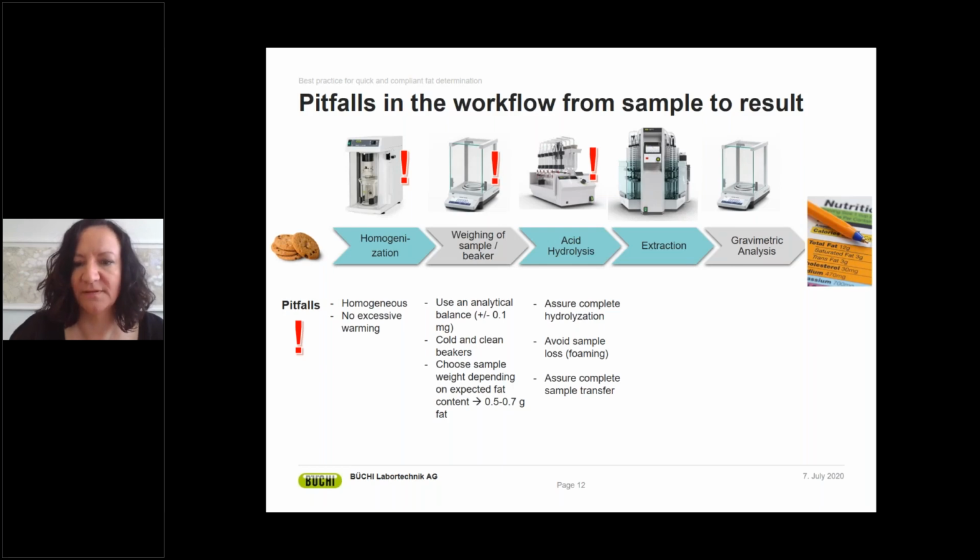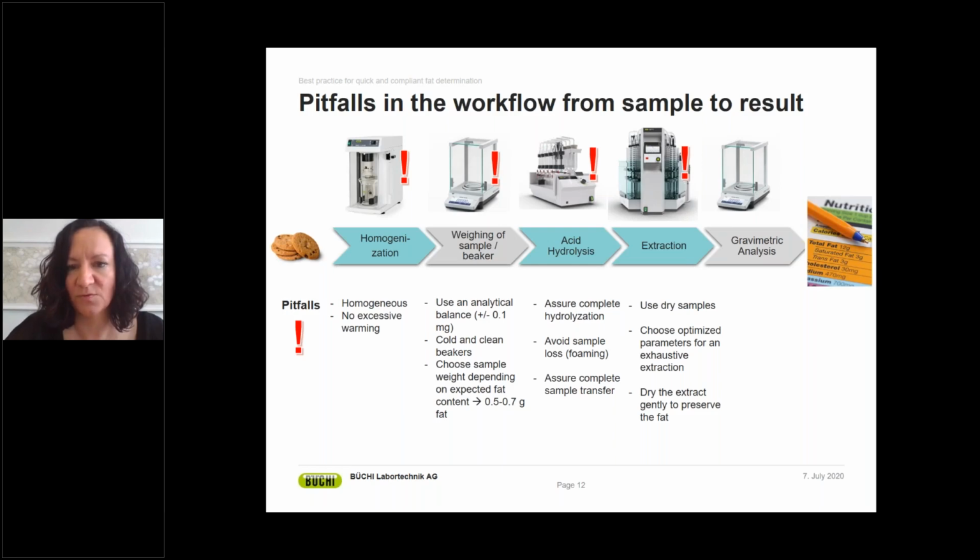The extraction can be done in the FatExtractor E-500, and here it's really important that you use really dry samples. Whenever there's residual moisture in the sample, the fat extraction gets really difficult because the water is not miscible with the organic solvent and it repels the solvent from going into the sample matrix and extracting the fat. It is also important that you choose optimized parameters for a complete extraction.